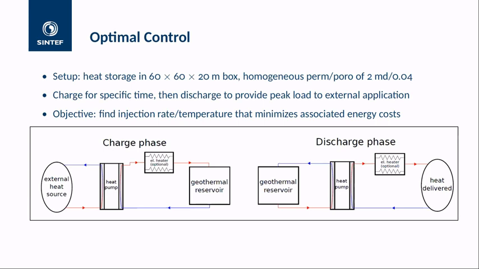So here we have a setup of the system where we have a geothermal reservoir that is connected in a loop with a heat pump and a heater. And then on the other side, we have an external heat source that provides energy. And then you can run a charge phase, where you pump heat from the heat source into the loop, and the heater will supply additional energy in order to have a constant injection temperature. And then in the discharge phase, you run the system in reverse, and you deliver heat to some consumer.